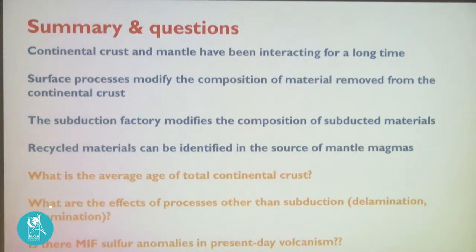The second big question, which I didn't talk about at all today, is the effect of processes other than subduction. It's been suggested by several people, in particular Peter Kelemen, that processes such as delamination or relamination could modify the budget between mantle and crust as well, and subduction zones might not be so important. So I think these are effects that should be quantified too, and it's a big job. And finally, the question is: are there any anomalies in present-day volcanism? We have contradictory information, and we need to solve that. Thank you.